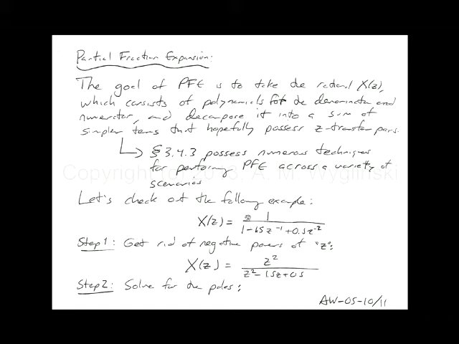So we have X of z equals 1 over 1 minus 1.5 z to the minus 1 plus 0.5 z to the minus 2. So what we want to do, first of all, is get rid of the z to the minus whatever terms. Let's multiply both numerator and denominator by z to the 2, right? Z squared.